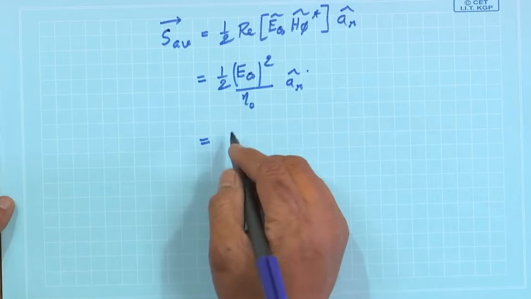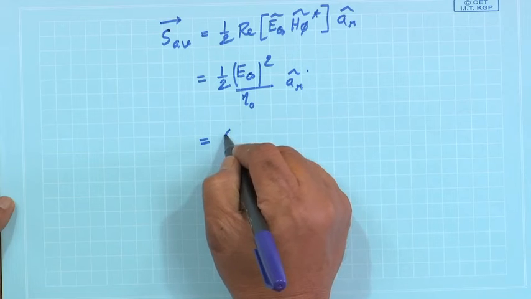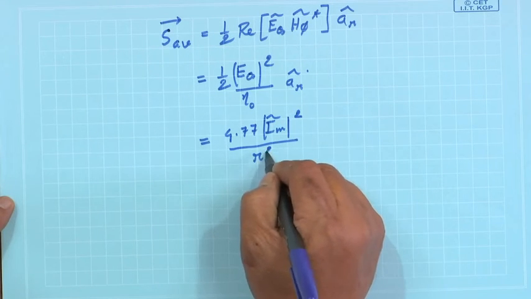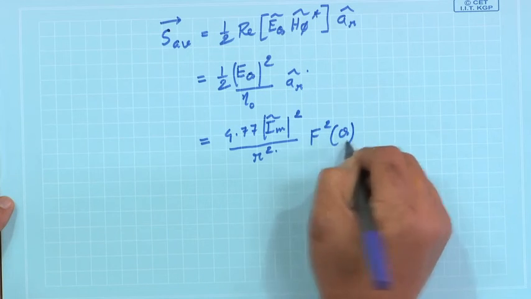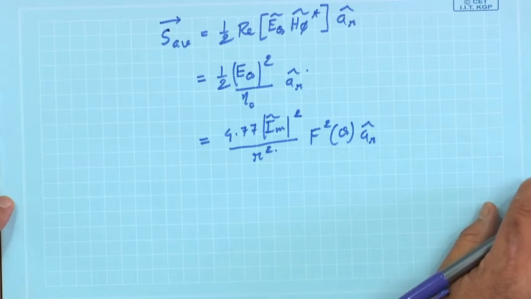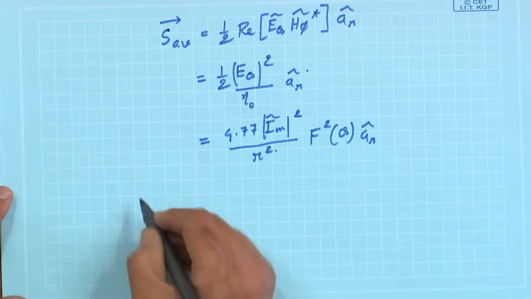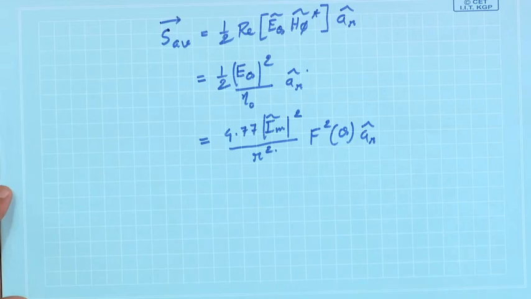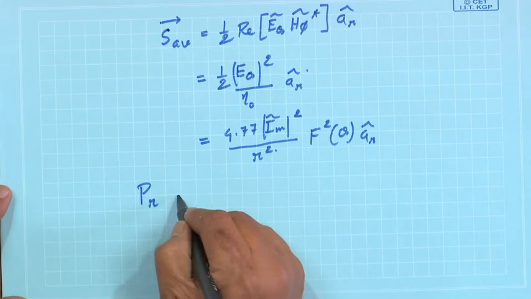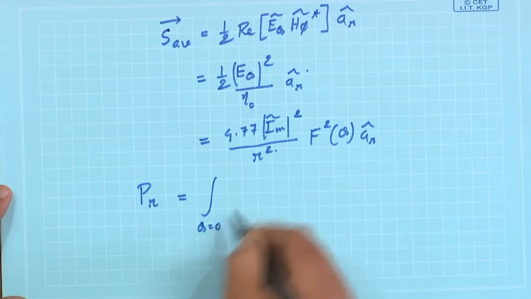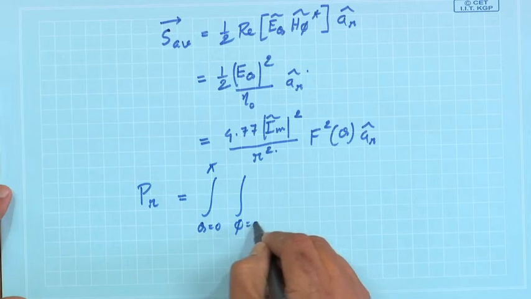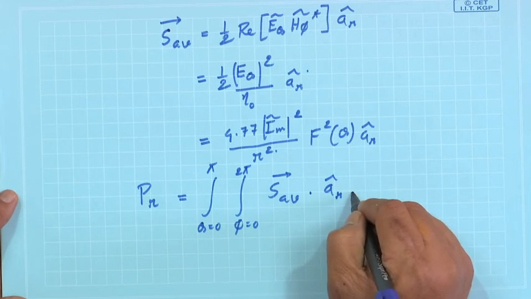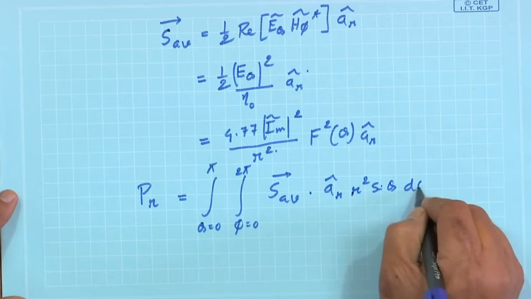Now if we put the value of this E theta, this will turn out to be 4.77 Im square by R square f square theta a_r. Now, if I want to find out the total radiated power, this pointing vector is power density. So, we will have to integrate it over a hypothetical closed spherical surface. So P R, we have already seen how to do it, over an elemental spherical area R square sin theta d theta d phi.